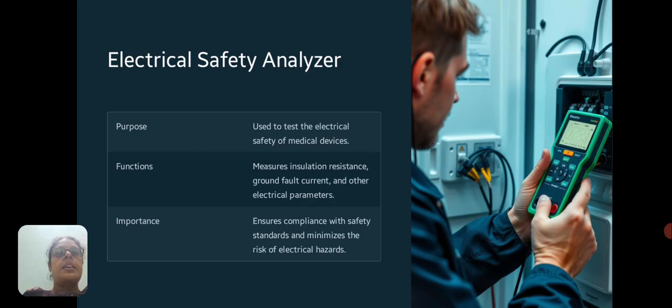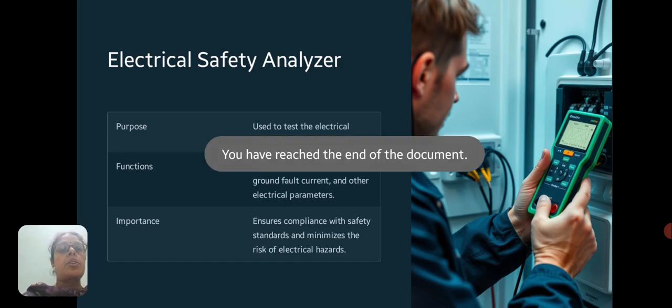The last one is the electrical safety analyzer. Why are we using the electrical safety analyzer? What is the purpose? It is used to test the electrical safety of all medical devices. It measures insulation resistance, ground fault current and other electrical parameters. If any leakages occur, by using the electrical safety analyzer we can measure them and mitigate the risk. The importance is that it ensures compliance with safety standards and minimizes the risk of electrical hazards.